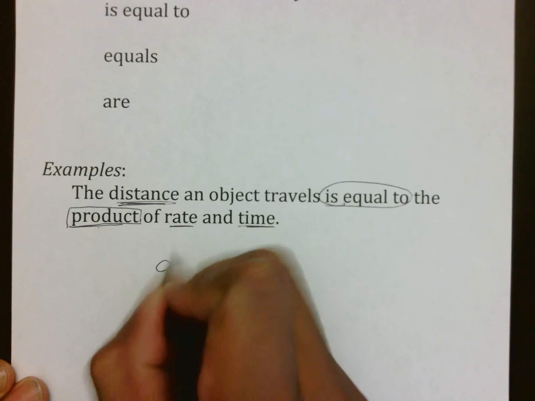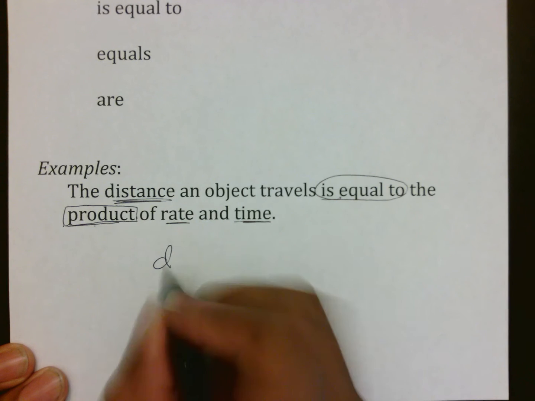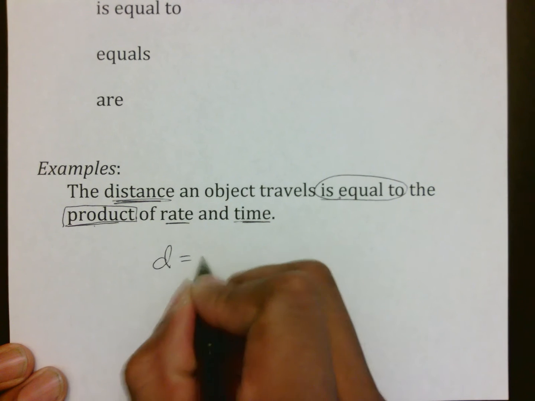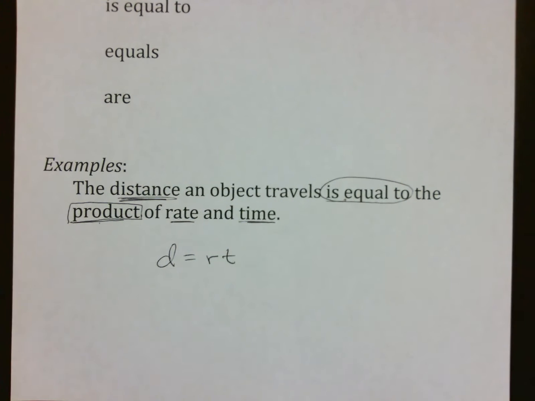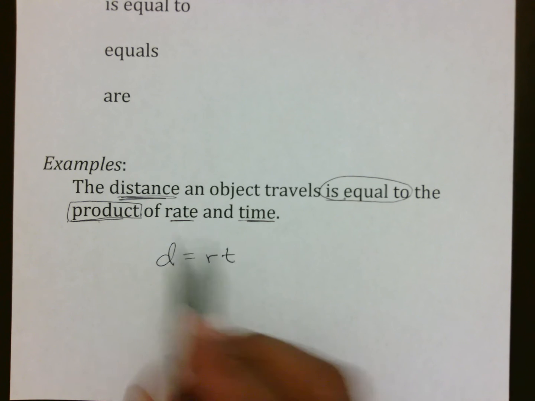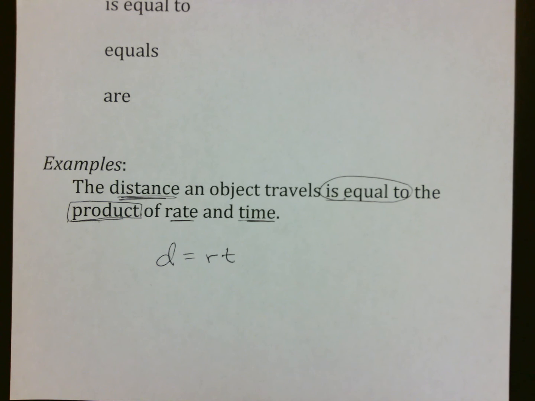So what we would do is put D for distance, because remember, we want to use variables that make sense. So D equals the product of rate and time. You write RT, because remember you don't use a sign, you just put letters in order. Since they put rate first, you put your R, and T second, you put your T. That is an actual formula, and that is how it is worded. Alright.